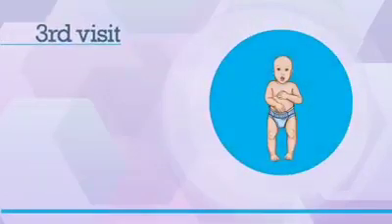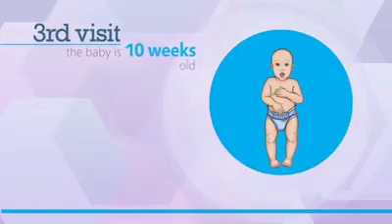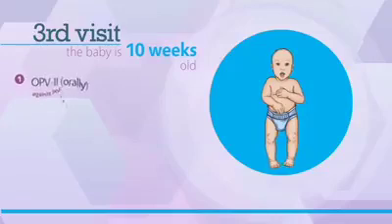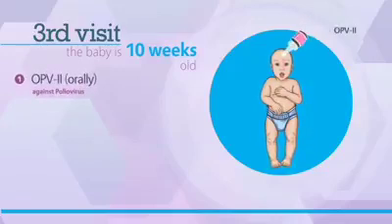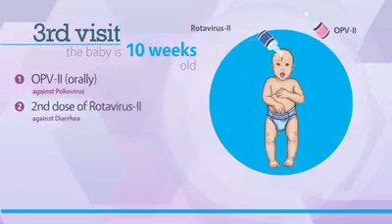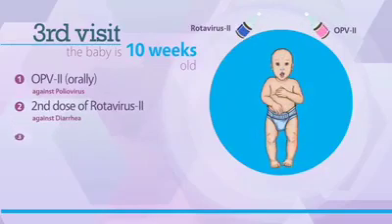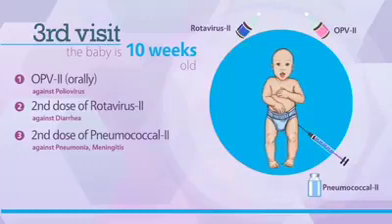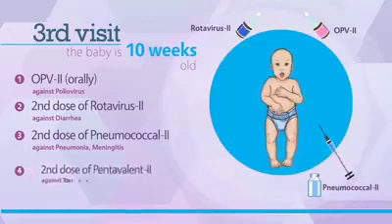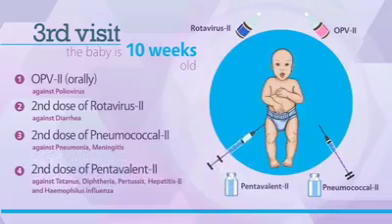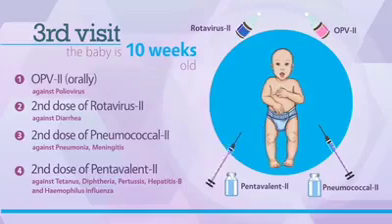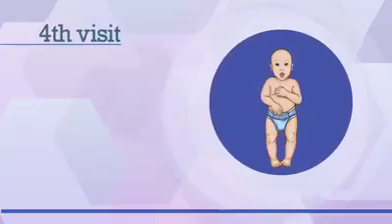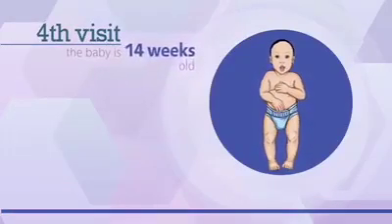Third visit is scheduled when the baby is 10 weeks old. On this visit, second dose of OPV2 is given orally along with the second dose of rotavirus 2 vaccine, second dose of pneumococcal 2 which is administered intramuscularly in left thigh and second dose of pentavalent 2 which is administered intramuscularly in right thigh.